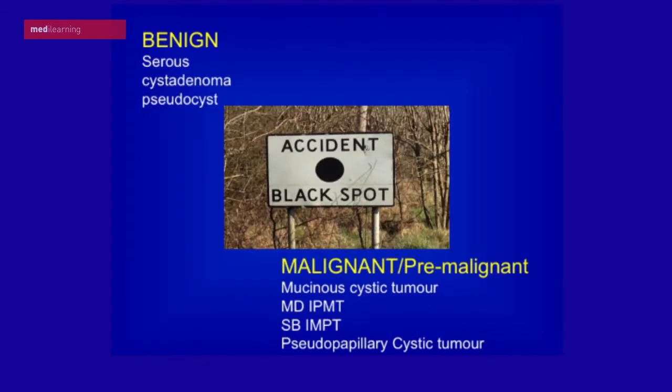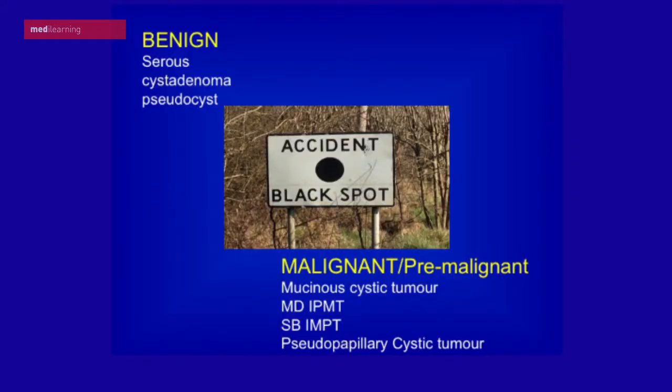And the problem is, for pancreatic cystic tumours, the range is from those that are clearly benign with serous cystadenomas, or even the simple pseudocyst, which is the largest component of cystic problems that we see in our pancreatic practice. However, the problem is there are those cystic tumours that are either pre-malignant, have malignant tendencies, or have actually progressed to invasive malignancy. And that is the mucinous cystic tumours, the main duct IPMT, the side branch IPMT, and the pseudopapillary cystic tumours, which I'll address shortly.